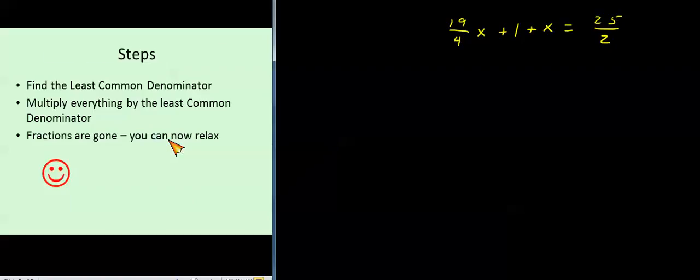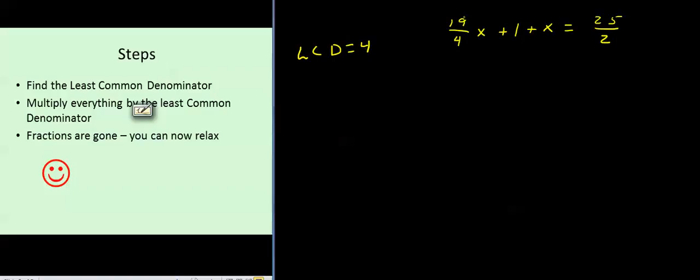The way we're going to do that is to find the least common denominator. Here I have a 4 and a 2. We're going to find the least common denominator. We're going to multiply everything by the least common denominator, and the fractions will be gone. So let's do it. We're going to do two examples, and this will go by pretty quick. First of all, my two fractions have a 4 and a 2, so the least common denominator is 4.